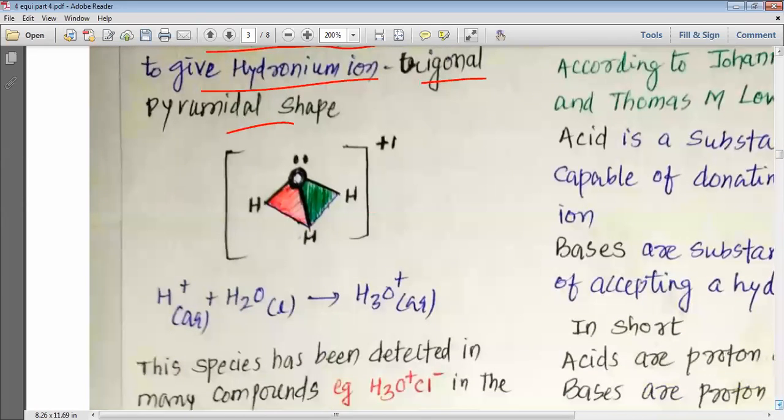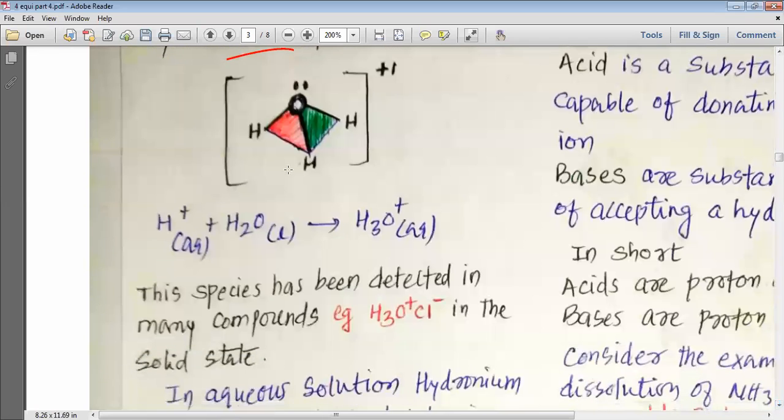So my dear students, here I have tried to show you the hydronium ion, which is trigonal pyramidal in shape. You can see that I have tried to draw a pyramid in which you have oxygen at the vertex of the pyramid, and then you have hydrogen. Three hydrogens are bonded to the oxygen, and you can see oxygen still has one lone pair, and when the H plus ion reacts with H2O, H3O plus is produced. We need to show the positive charge overall. So this is how you can understand the trigonal pyramidal shape of the H3O plus ion.